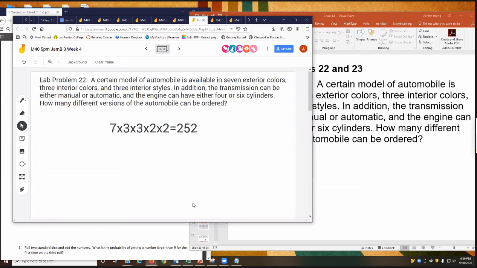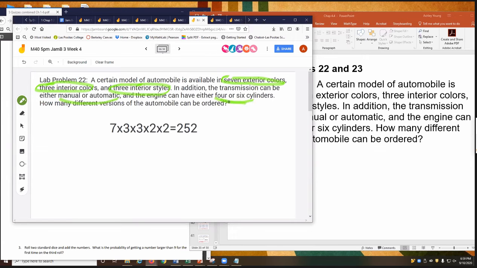Okay, so here is the answer to problem number 2. First let's take a look at what we've got. We are making decisions, right? We have exterior colors, interior colors, and 3 interior styles. Also, transmission can be either manual or automatic. An engine can either have 4 or 6 cylinders.